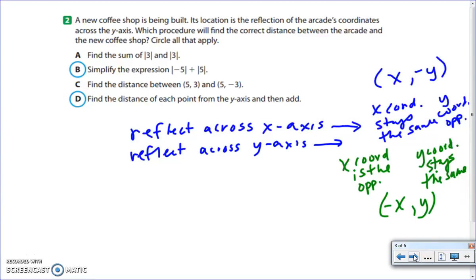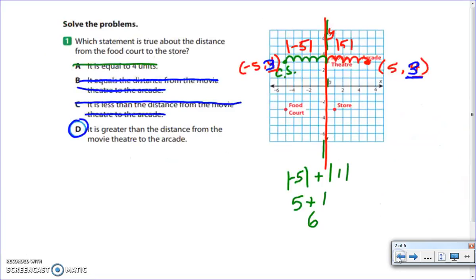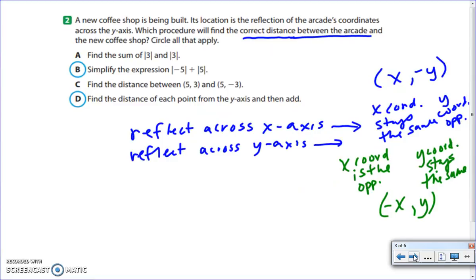We could simplify the expression, the absolute value of negative 5 plus the absolute value of 5. That is one thing that could happen because we could find the distance between them. That's what we're actually trying to find, the correct distance between them. Once we know where the opposite is, we know that this represents the absolute value of negative 5, this represents the absolute value of 5, this distance here and this distance here. So yes, the total of those two distances would be the distance between them. So choice B is a good choice.